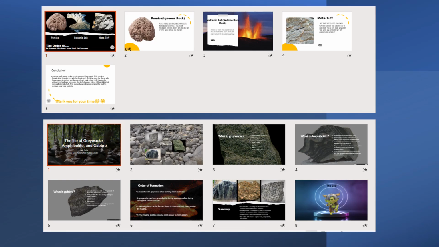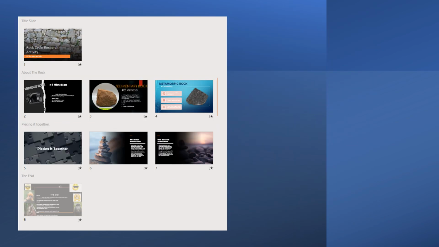Here are 2 of the PowerPoint examples that my students did. You can see that they are all different. They have different numbers of slides. The students even put in some little animations, so they got really creative with it. Here's another PowerPoint example, and I liked the organization that they came up with. They introduced each rock and told about that, and then they had this slide called Piecing It Together. So then they told how they go together, and they had quite a funny ending, and all the students liked that.